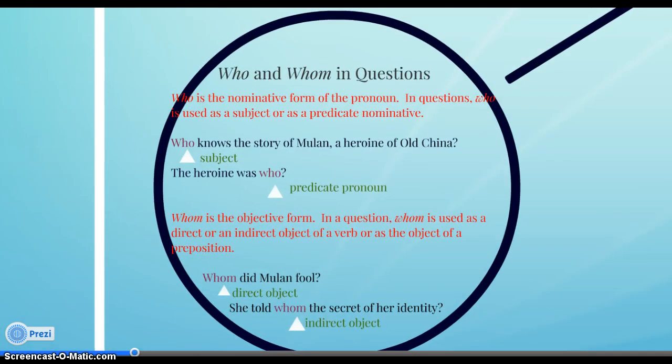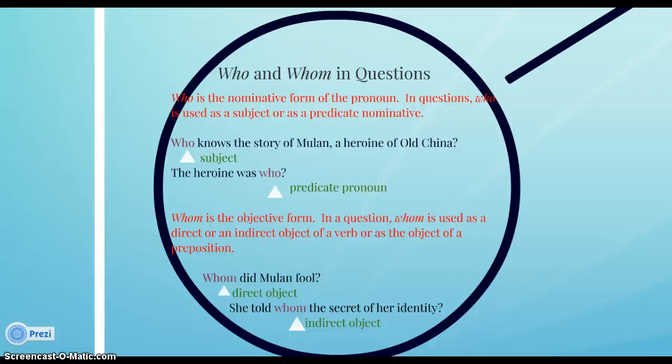Let's start off by talking about who and whom in questions, because this is where we see these words used a lot of times. Now, who is the nominative form of the pronoun, and in questions it works as a subject or as a predicate nominative. Now let's look at some examples. Who knows the story of Mulan, a heroine of old China? Now in this sentence, who is the subject of the sentence. So if the pronoun is working as a subject, who is the correct form.